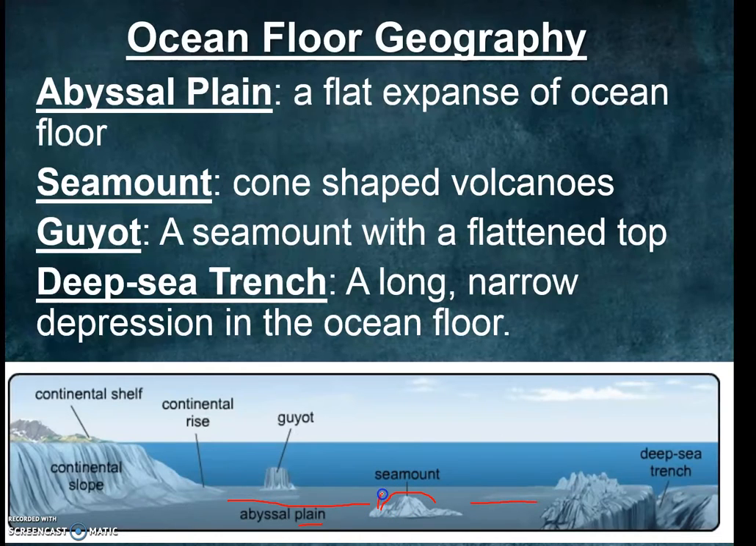And as this volcano keeps erupting, if it does, it might break the surface of the ocean and actually become an island. But if the seamount gets eroded down and has a flat top, like right here, this is called a guyot. And then finally, as we talked about, when two plates meet, we can have a deep sea trench, which is a long, narrow depression in the ocean floor.